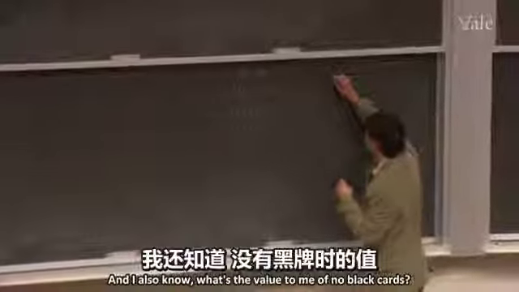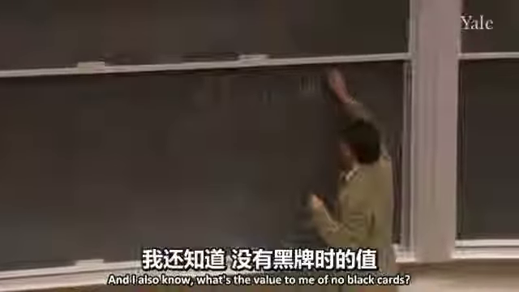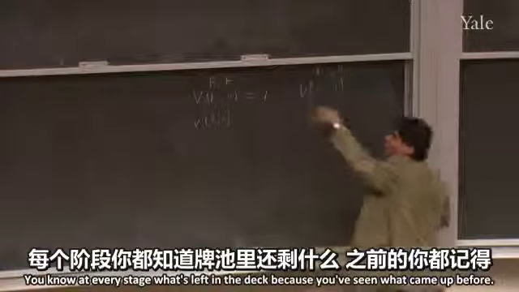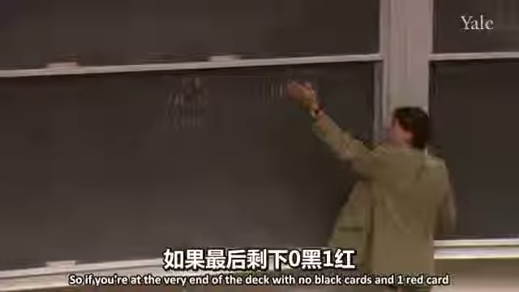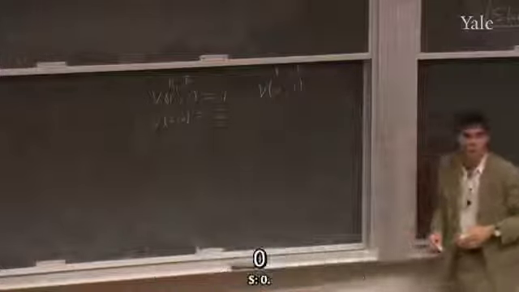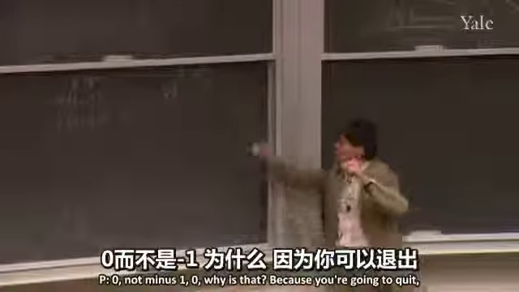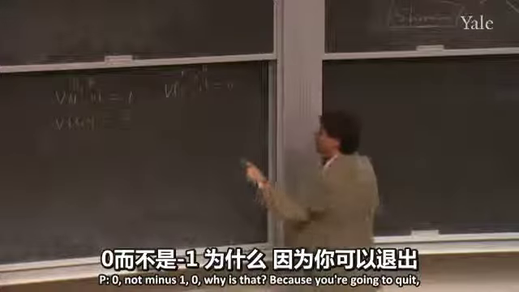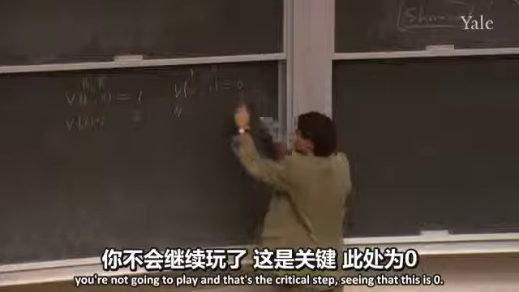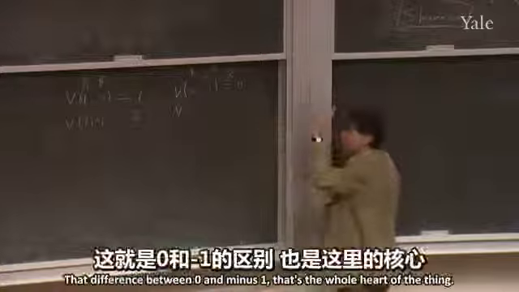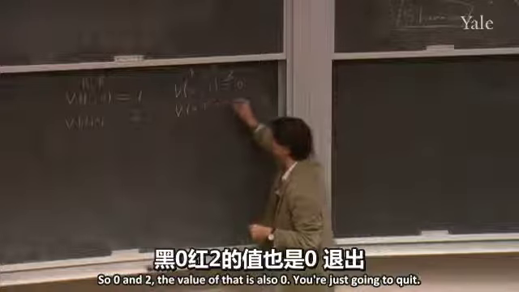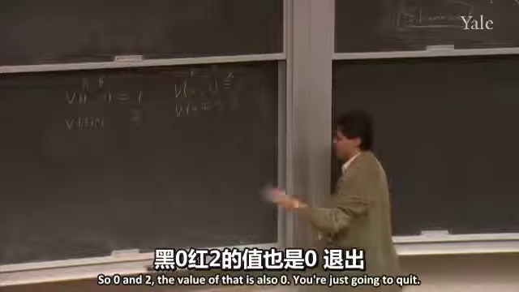And I also know what's the value to me of no black cards and 1 red card. You know at every stage what's left in the deck because you've seen what came out before. So if you're at the very end of the deck with no black cards and 1 red card, what's the value of that position to you? 0. Not -1, 0. Why is that? Because you're going to quit. You're not going to play. That's the critical step. Seeing that this is 0, someone said -1, that difference between 0 and -1, that's the whole heart of the thing. So with no black cards and 2 red cards, the value is also 0. You're just going to quit, okay?